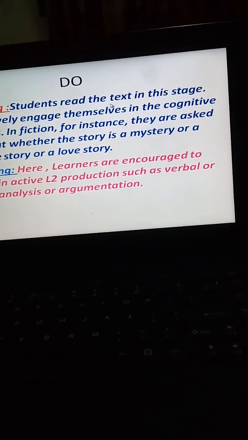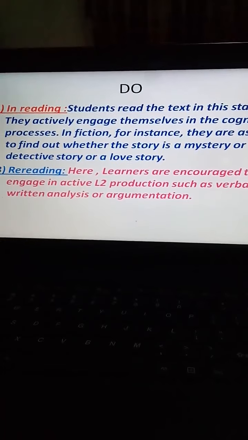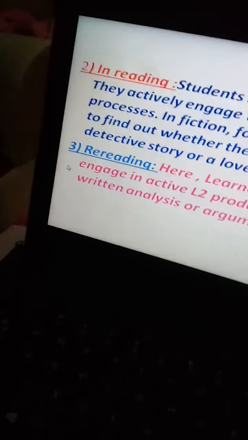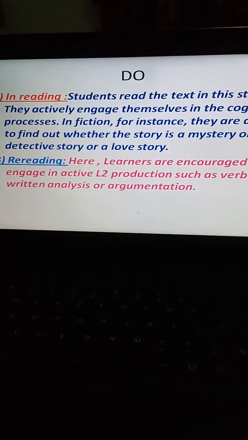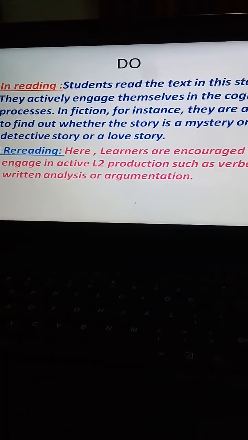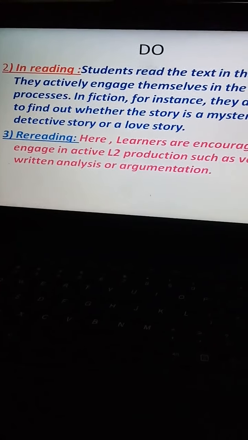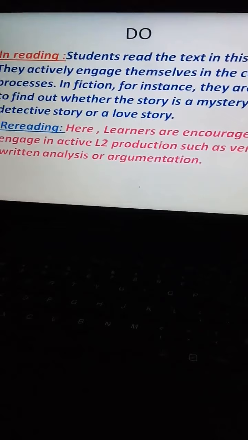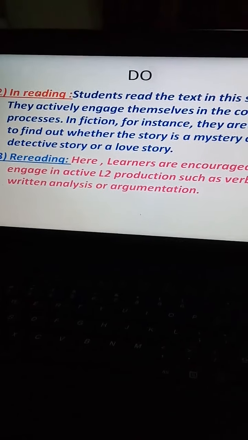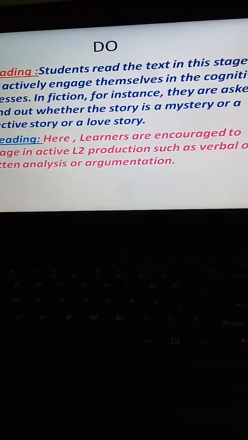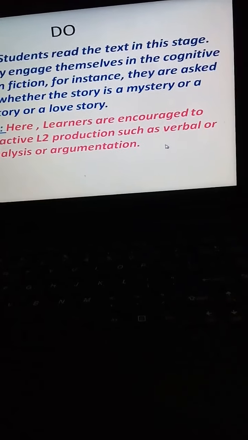The next stage is in-reading. Students read the text in this stage. They actively engage themselves in the cognitive processes. Cognitive processes means learning processes. For example, students are reading a fiction. While they are reading, they can understand whether the fiction is a mystery or a detective story or a love story. In the rereading stage, learners are encouraged to engage in active L2 production, such as verbal or written analysis or argumentation. Verbal means speaking.